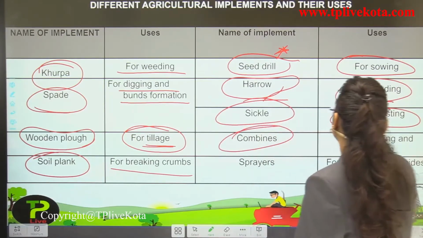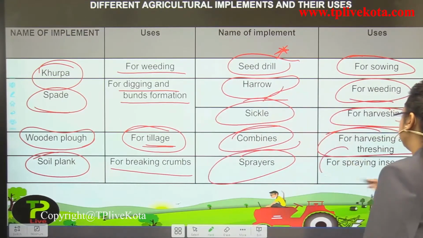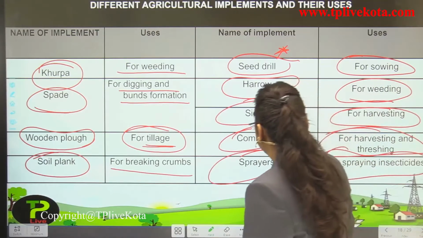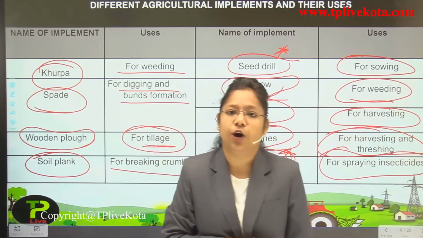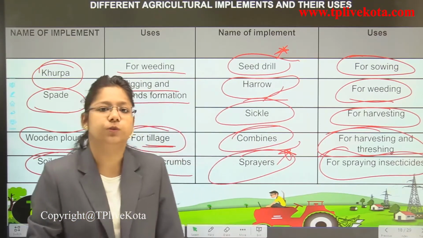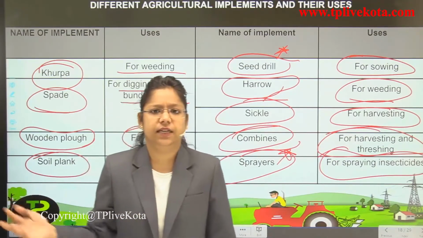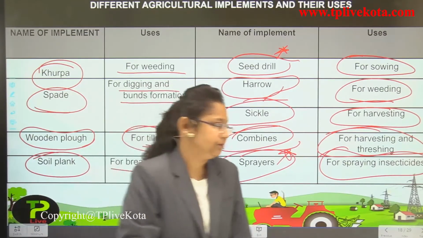Combines are used for harvesting and threshing. And the last one, sprayers, are used for spraying insecticide. Sprayers are very necessary because if you want to keep all your crops safe, then we have to spray some kind of insecticides on them. Otherwise the insects will destroy all the crop.